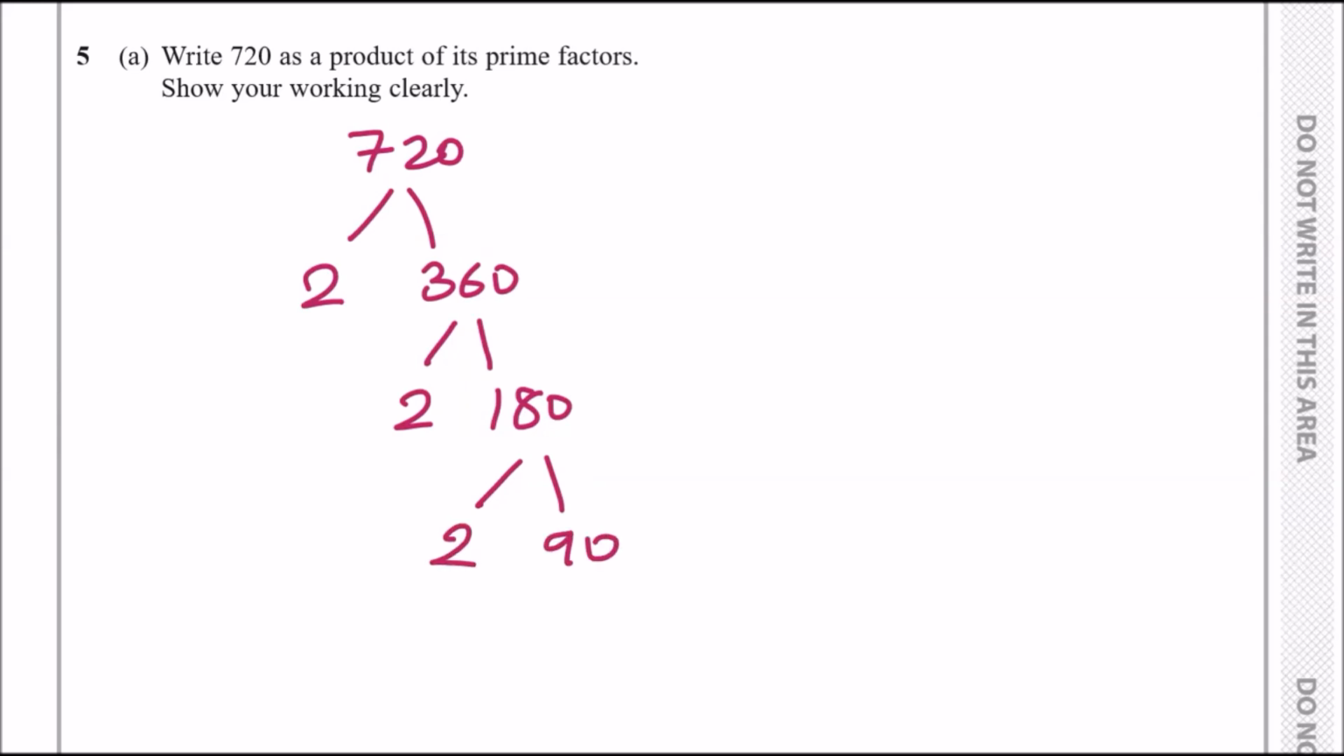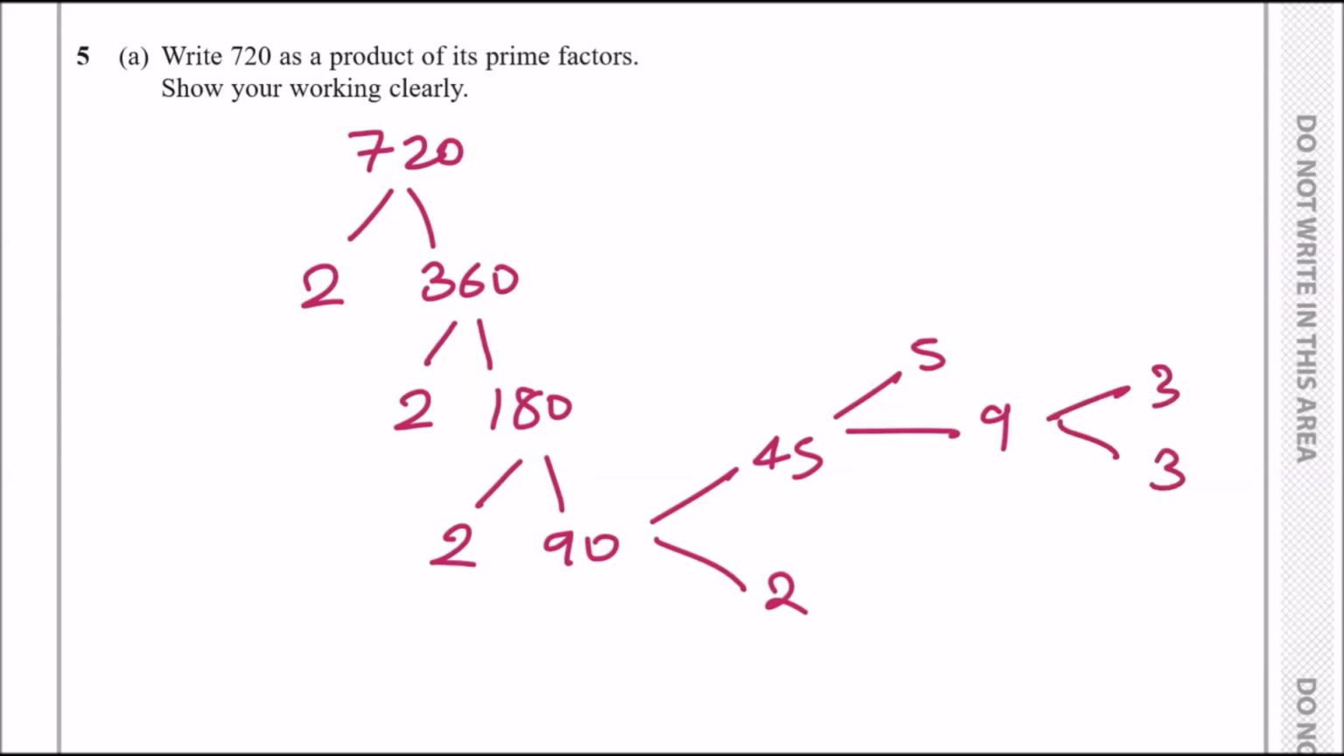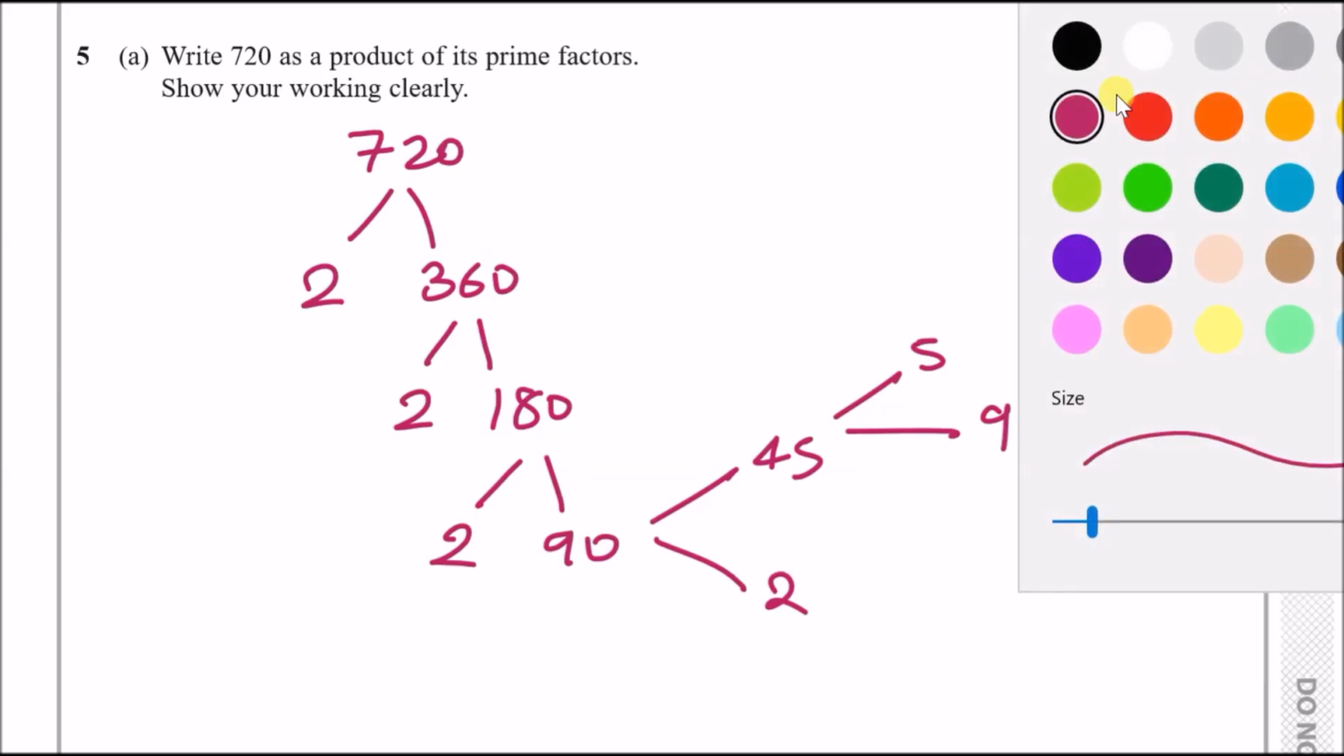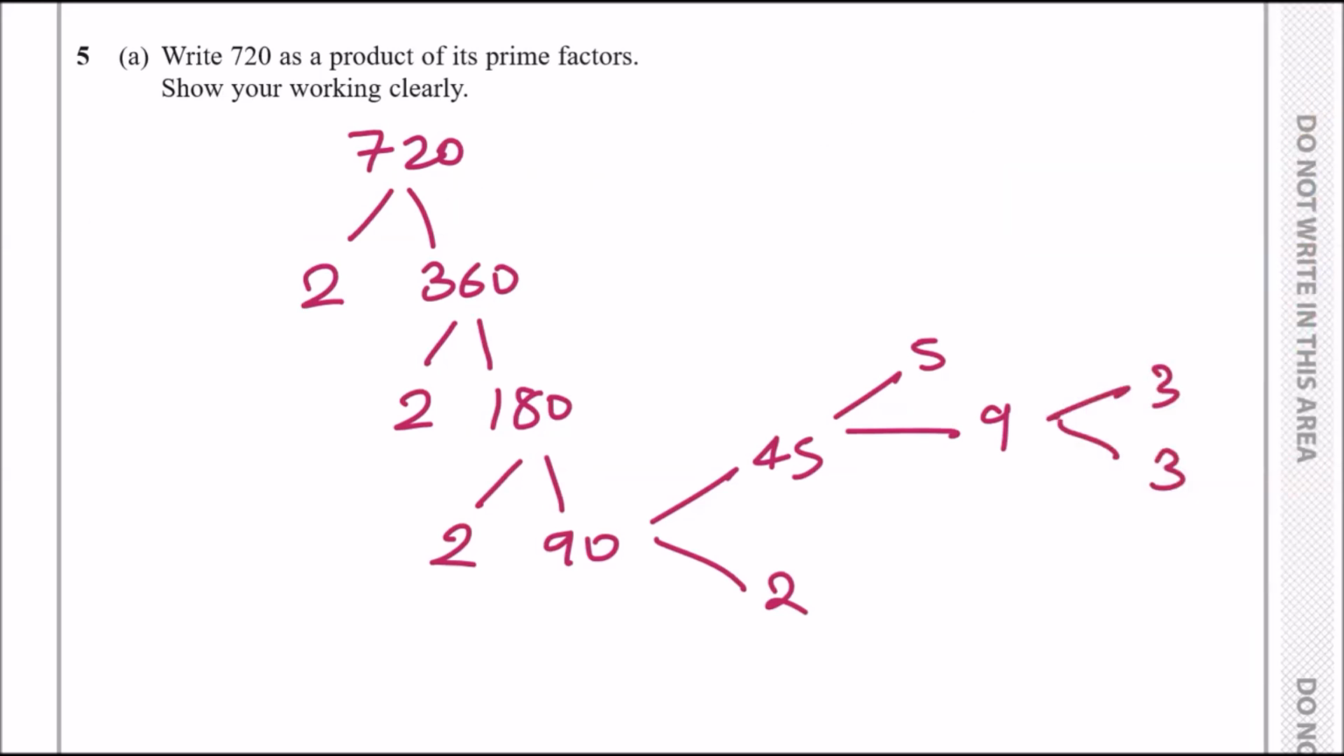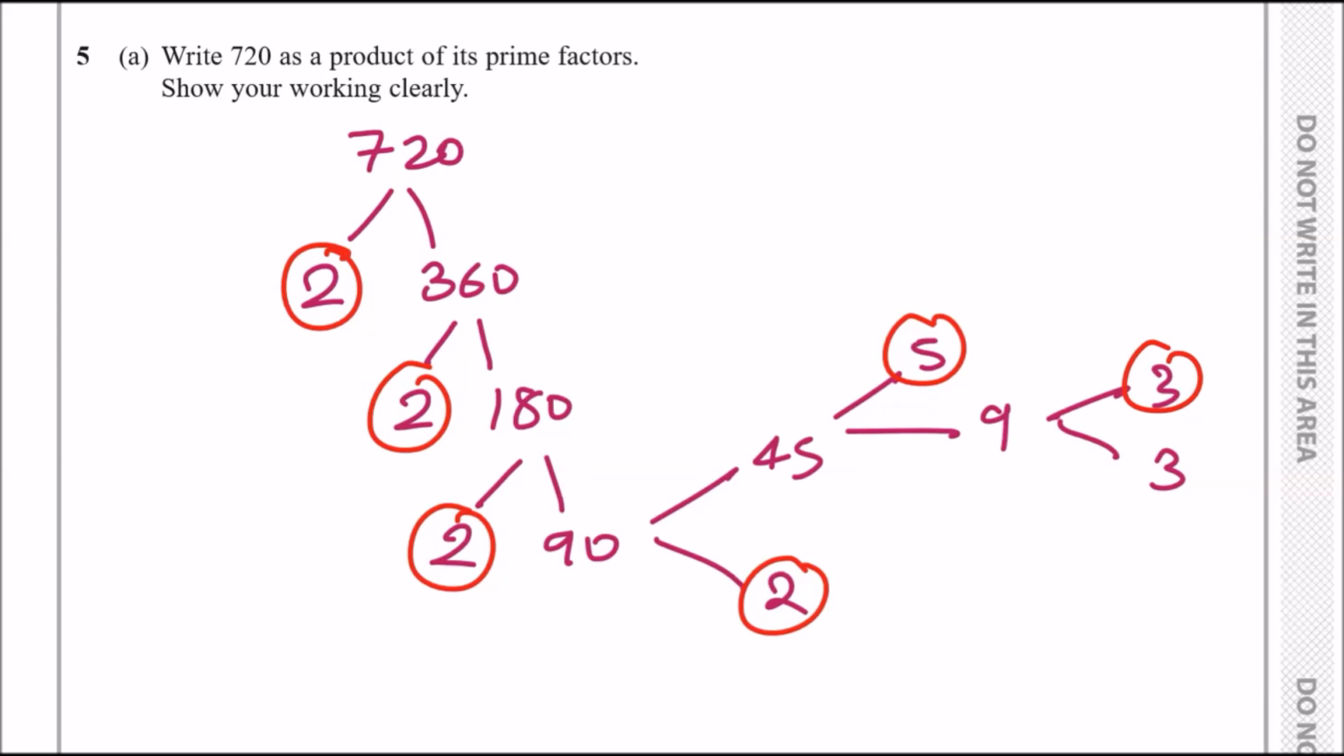Now I'm just going to bend the tree a bit, yeah? Dividing 90 by 2, you get 45 and 2. Dividing 45, you can't divide by 2, but you can divide by 5. It's in the 5 times table. You get 5 times 9. Are we almost done? Nope. 9 can be broken up as 3 times 3. And that's it. So you've literally found the prime factors. Now all you want to do at this stage is circle your last legs. For example, you're going to circle this 2, 2, 2, 2, 5, 3, and 3.